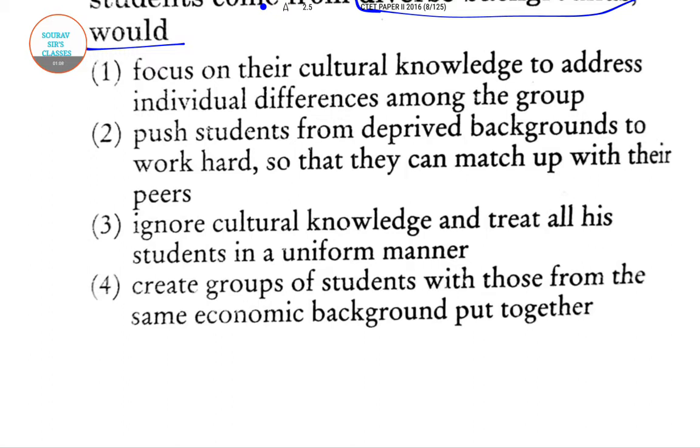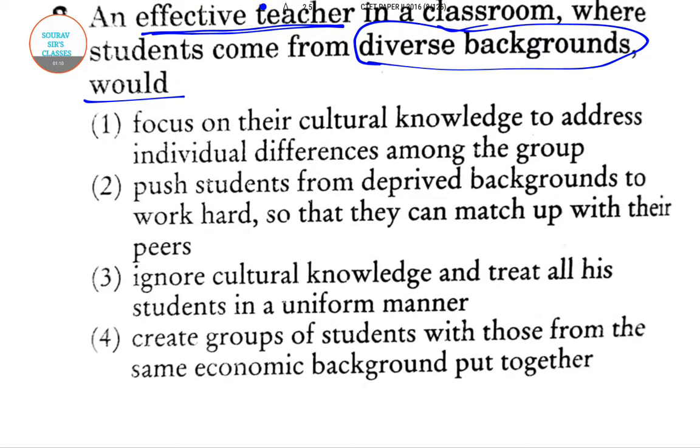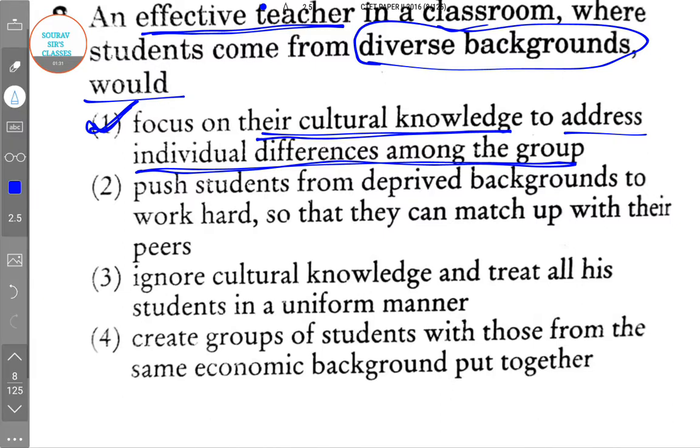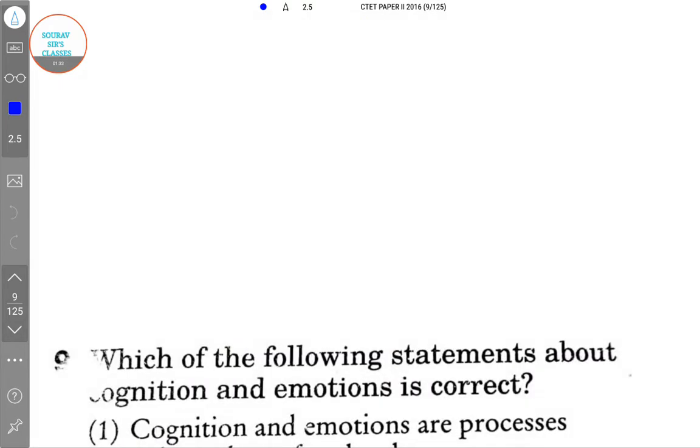Now here option 1, that is focus on their cultural knowledge to address individual differences among the group, is the correct answer. So option 1 is the correct answer. Okay, now let's move on to our next question.